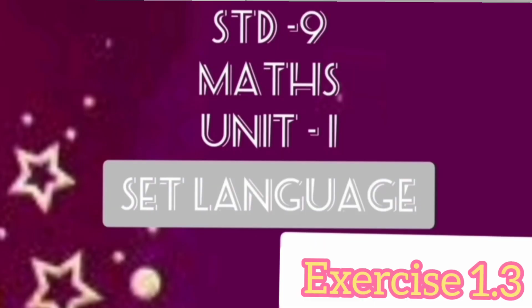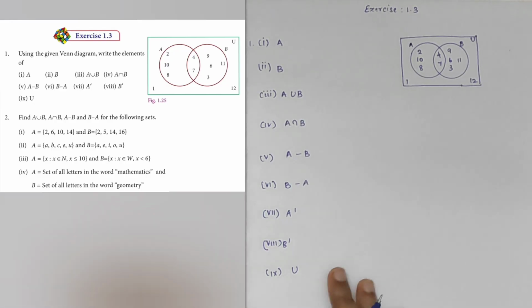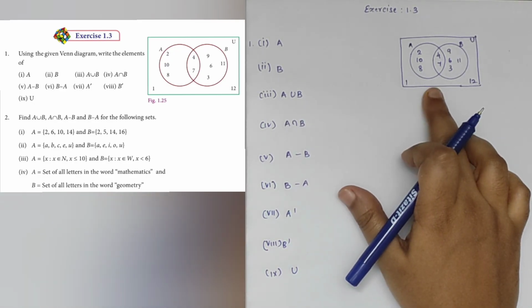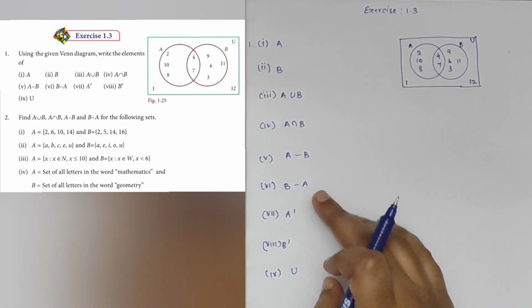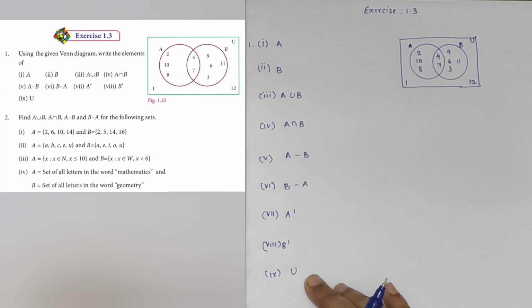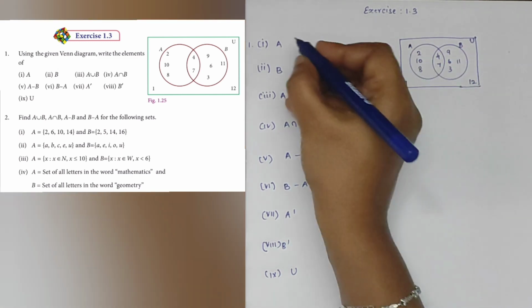Hello all, let's see exercise 1.3. Look at the first question. Using the given Venn diagram, write the elements of A, B, A union B, A intersection B, A minus B, B minus A, A complement, B complement and universal set. Okay, so let's do the answer one by one.